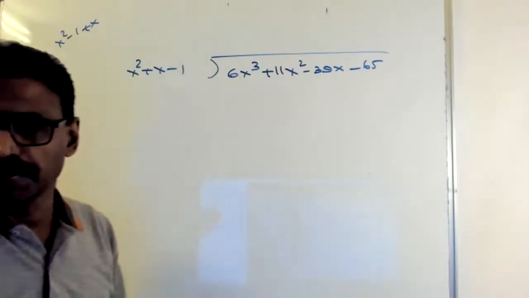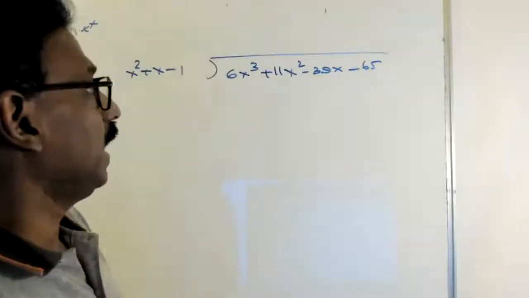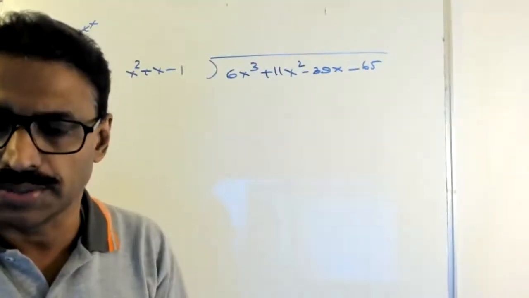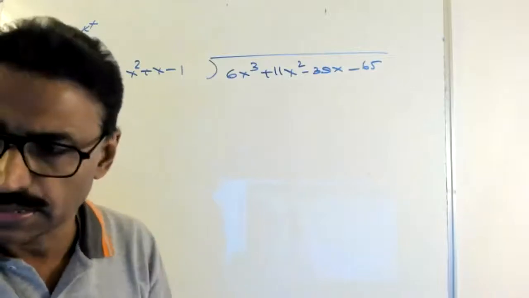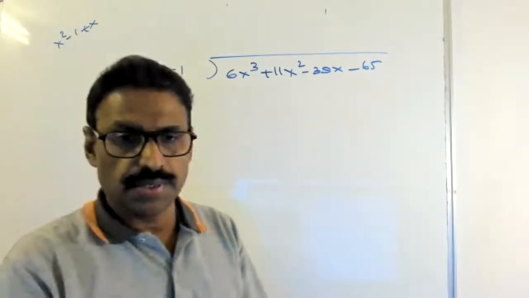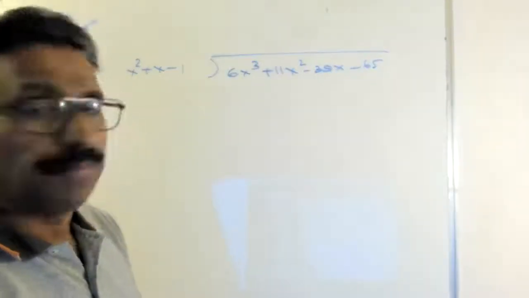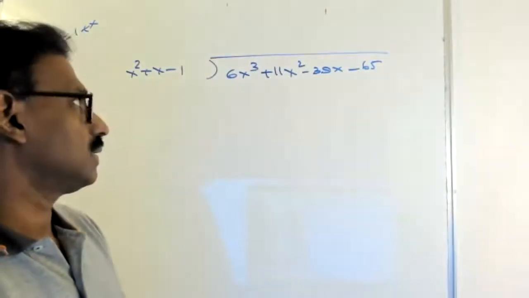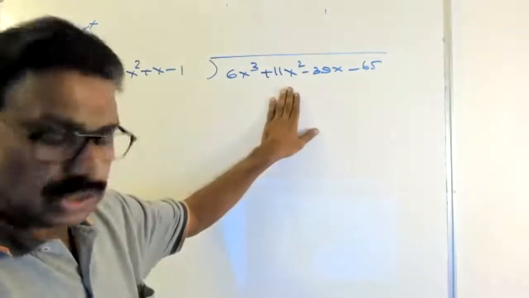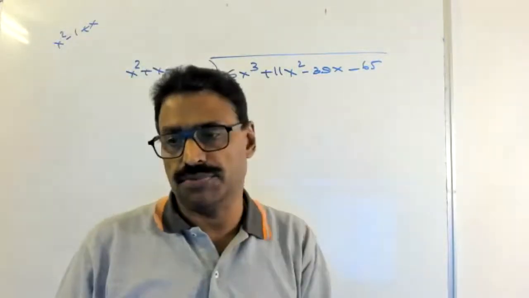The first thing, listen, before starting, don't write anything. You don't know how to work it out in the book yet. You just listen only. Close your book and listen. So here the question is 6x cube plus 11x square minus 39x minus 65.